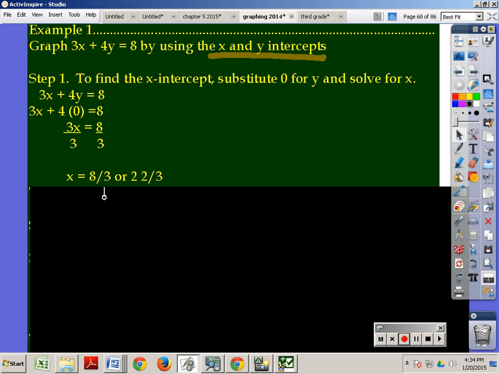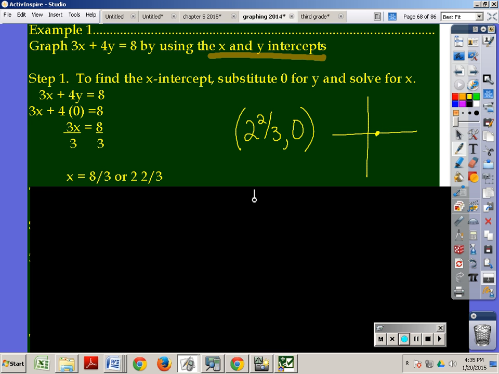So x equals 2 2/3. So that tells us x is 2 2/3 when y equals 0. So there's 1 point on our graph. X is 2 2/3 when y is 0.